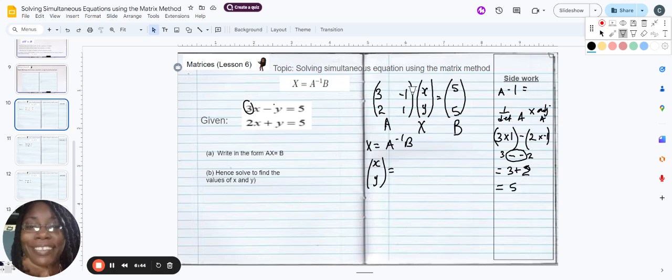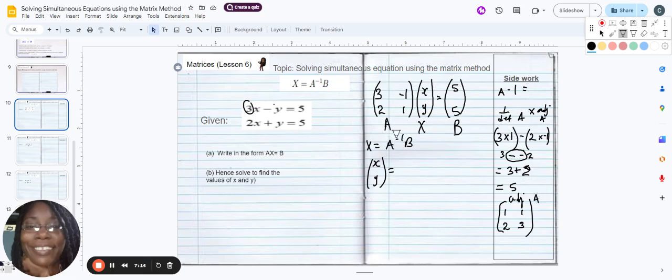And then we are supposed to find the adjoint matrix of this. So the adjoint matrix will look like this. We swap the leading diagonals and we change the signs of our non-leading diagonal. So find the inverse in your side work and then you return it to the actual question. So this is the adjoint of A, and this was the determinant of A.